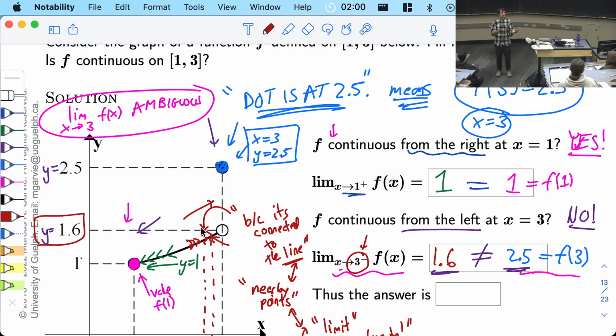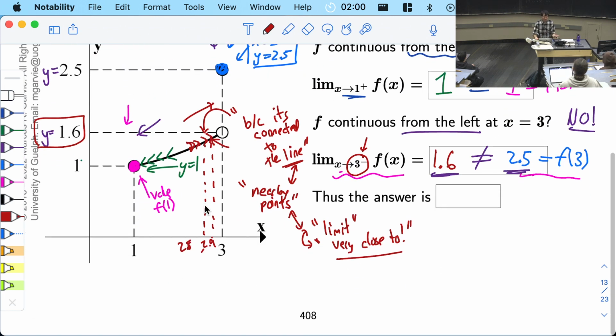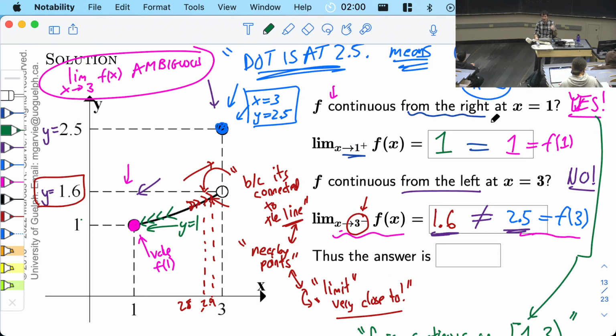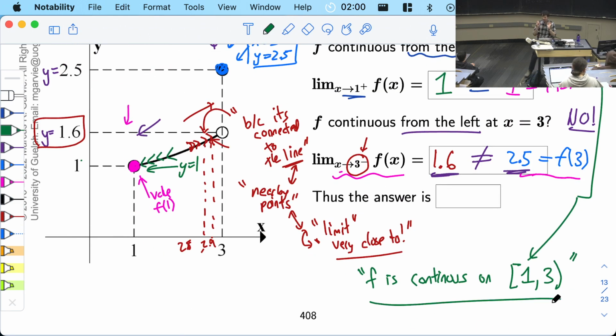This is a long mouthful of a sentence to say, so we're going to develop a shorthand. All of this information we had, we can condense down to a simple sentence. We say f is continuous on 1 to 3, including 1 but not 3. With a square bracket including 1 and excluding 3, it means exactly what we just did. It means it is continuous from the right at 1. It is not continuous from the left at 3. All of that information is packed up into one convenient sentence. And by including or excluding the brackets, we can specify exactly what happens at the endpoints.